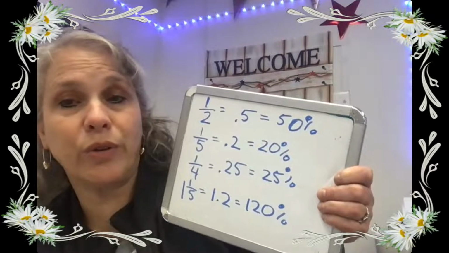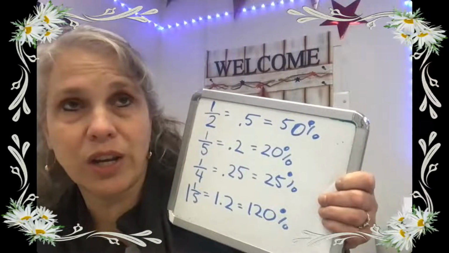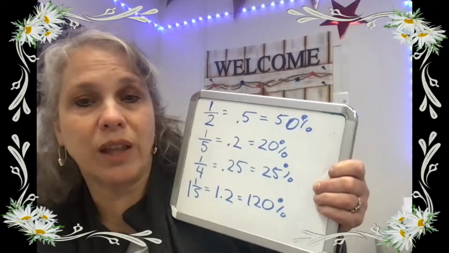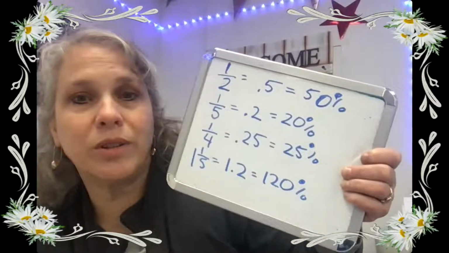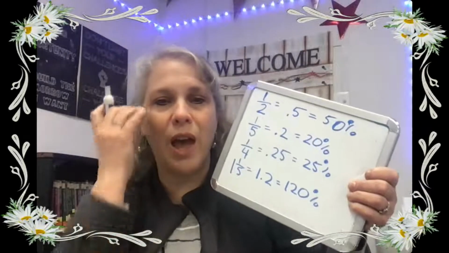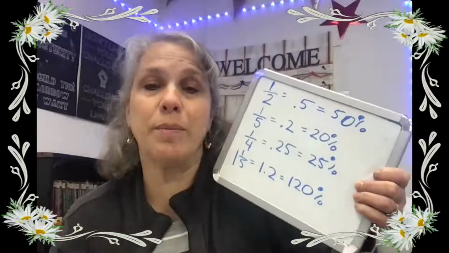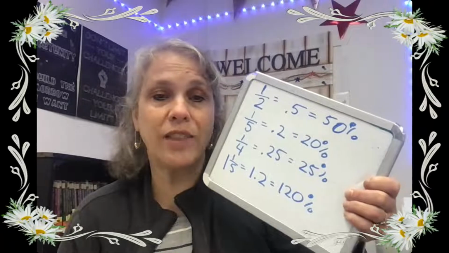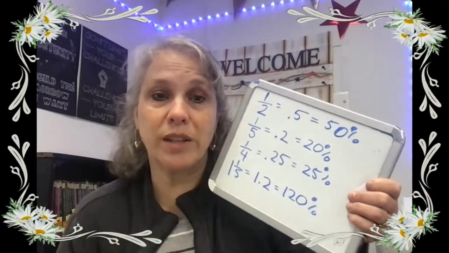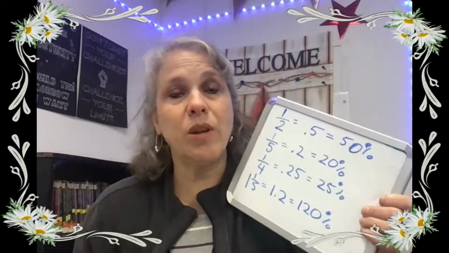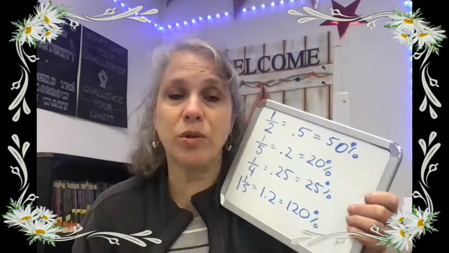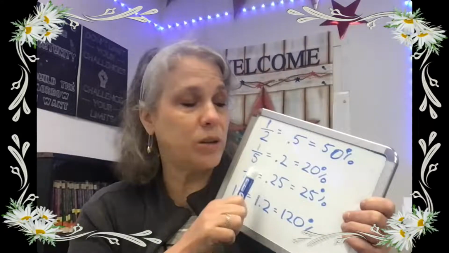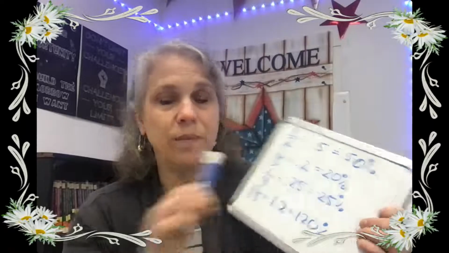For example, if the population of a town increased, or a school or something like that, or animals, anything like that. If you got over and above what you originally had, that would be over 100%. Okay, so today we talked about changing a decimal to a percent, and we also talked about changing a fraction to a percent. Now remember, any fraction can be turned into a decimal.